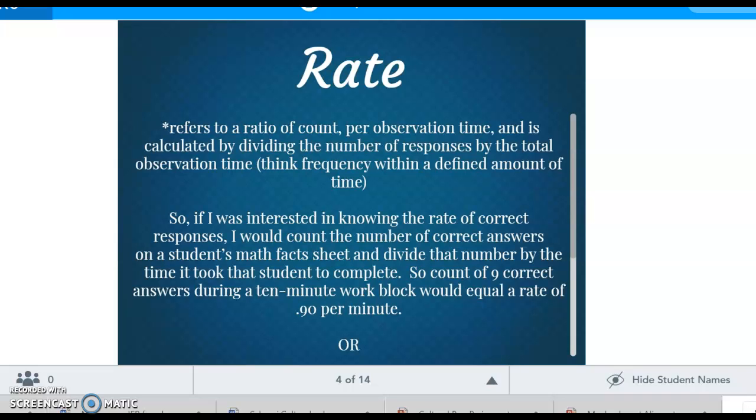So for example, if I was interested in knowing the rate of correct responses, I would count the number of correct answers on a student's math fact sheet and divide that number by the time it took that student to complete. So a count of 9 correct answers during a 10-minute work block would equal a rate of 0.90 per minute.